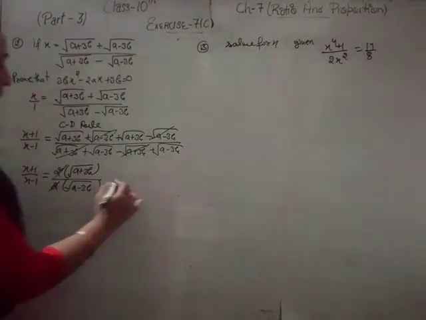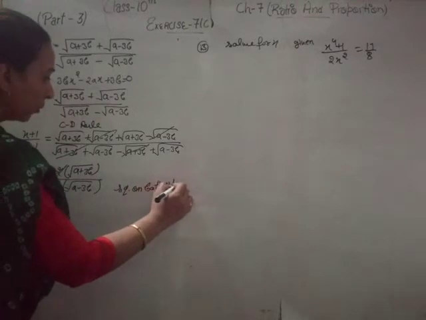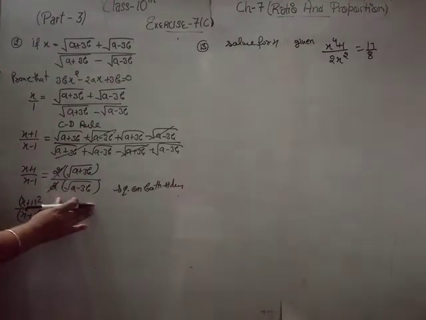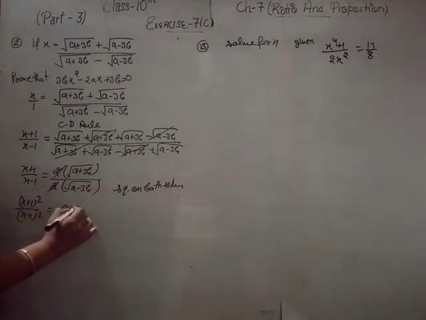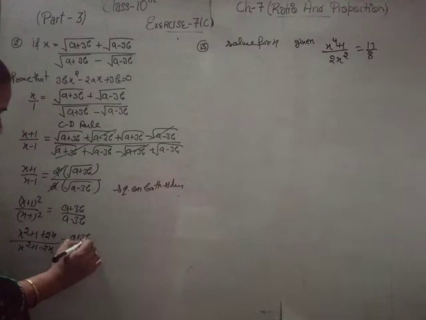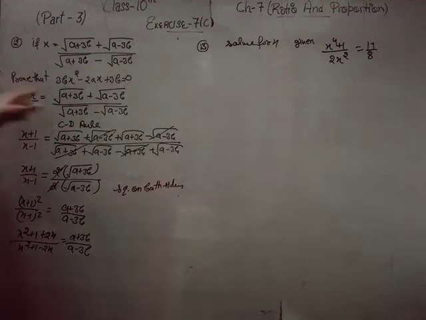Then taking square on both sides. Next, squaring on both sides, (x+1)² over (x−1)² equals, since we take the square on both sides, the roots cancel, (a+3b)/(a−3b). Okay, then you solve this: (x²+1+2x)/(x²+1−2x) equals (a+3b)/(a−3b). Okay student, next again we find out only this, then again we take componendo and dividendo.